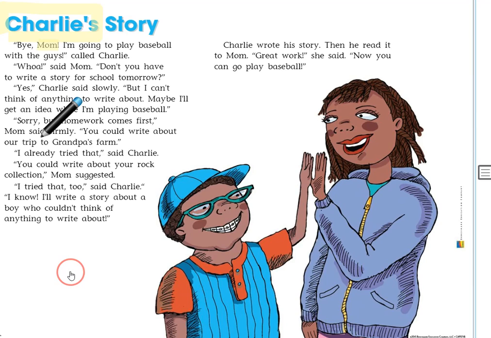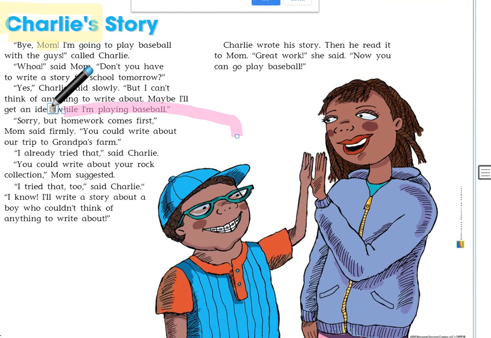I've already tried that, said Charlie. You could write about your rock collection, Mom suggested. I tried that too, said Charlie. I know, I'll write a story about a boy who couldn't think of anything to write. Charlie wrote his story. Then he read it to Mom. Great work, she said. Now you can go play baseball.